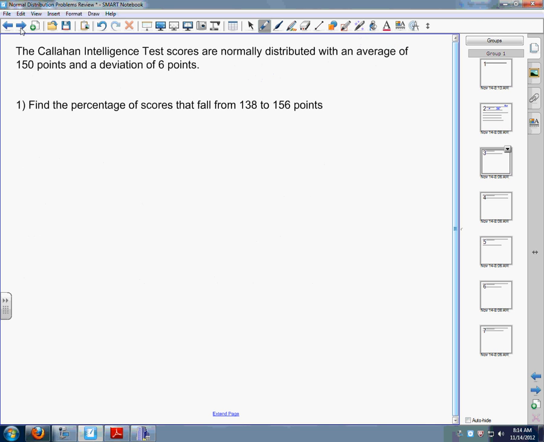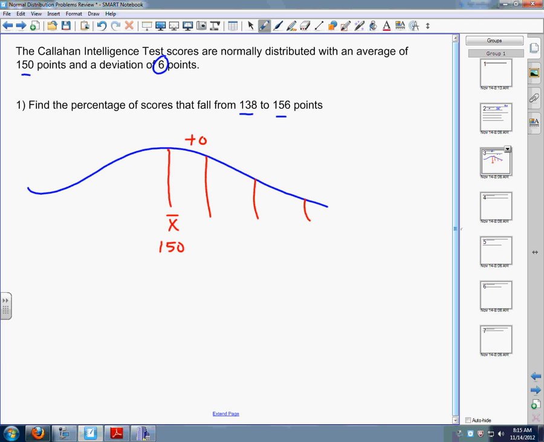So first question, find the percentage of scores that fall from 138 to 156. Now the trick with this one is these numbers are multiples of 6 as far as subtracting from the 150. So this is one where you can draw your curve right in the middle. You can put your average, so your X bar. So this is 150. And then we're always going to go 3 deviations in each direction. So this is plus 1 deviation here. We're going to add it to get to 156.